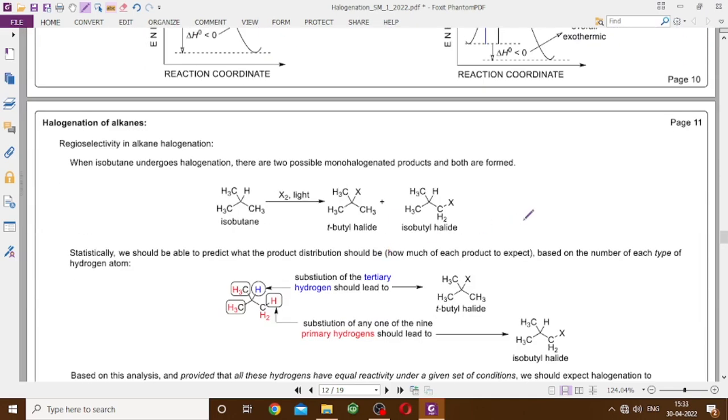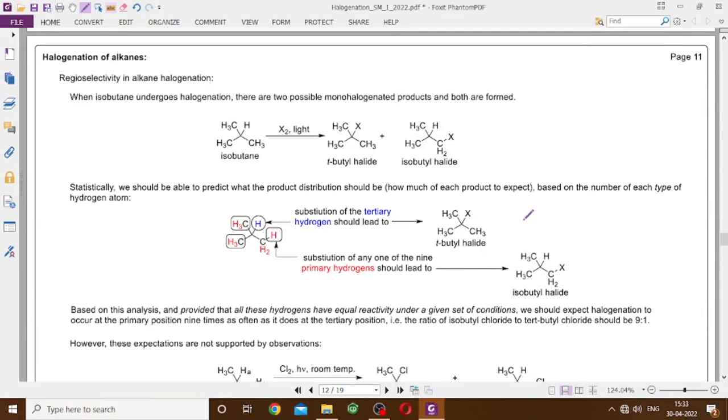So now comes the issue of regioselectivity. If isobutane is halogenated, two different products will form. One is the tertiary butyl and the other is the isobutyl halide. There are 9 primary hydrogens that can be replaced to give you the isobutyl halide, and only one tertiary hydrogen which is replaced to give the tertiary butyl halide.